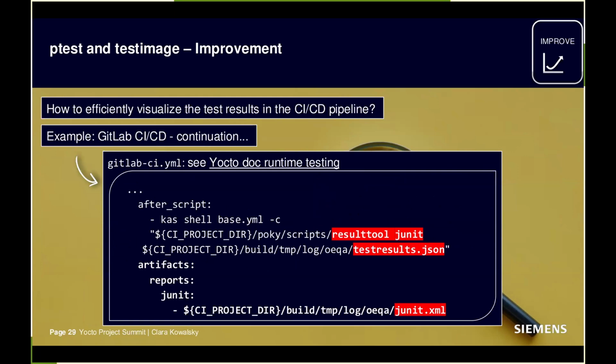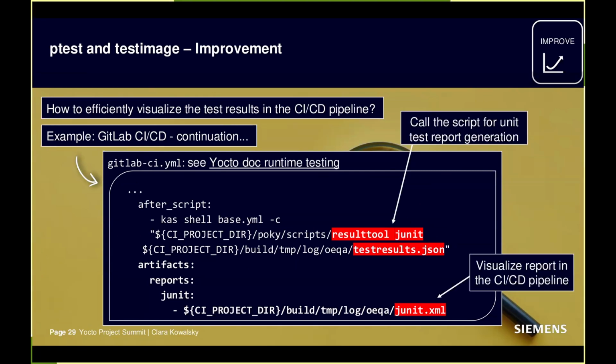After that, in our after script, we can now call the resulttool script with the JUnit argument and the path to the test results JSON. GitLab just needs to know where the JUnit XML is located, and then it will do the visualization for you. So it just needs to know where the JUnit report is.